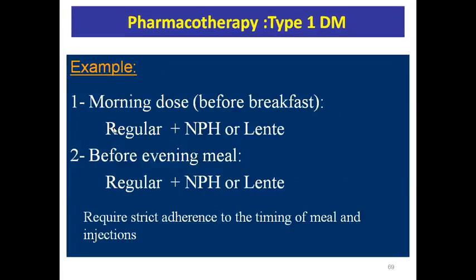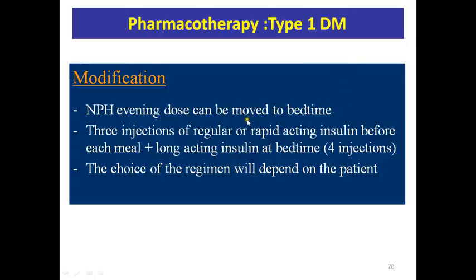There can be several modifications in this therapy as well. At night, you can give the regular insulin at meal time, and then when the patient is going to bed, you give NPH. You don't give it along with the regular at the time when he is taking the meal. Or you can give 3 injections of regular or rapid acting insulin before each meal and long acting insulin at bedtime, 4 injections. This is the best regime to follow.